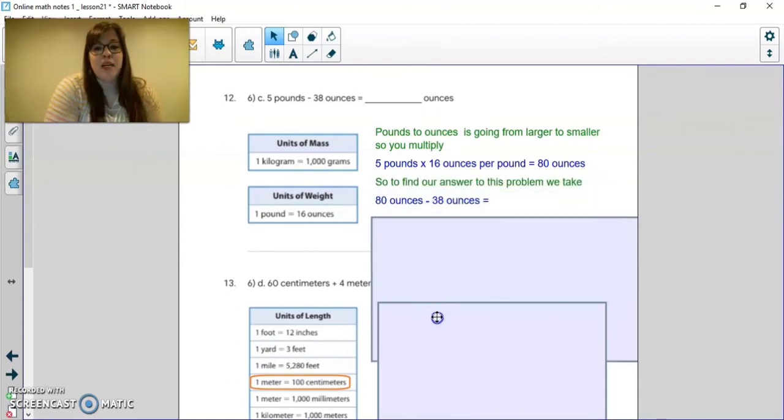So now my problem becomes 80 ounces minus 38 ounces equals blank ounces. To record this answer, you take 80 and subtract 38. You can pause to record this now.